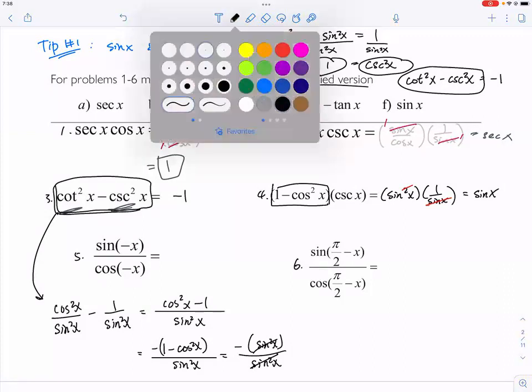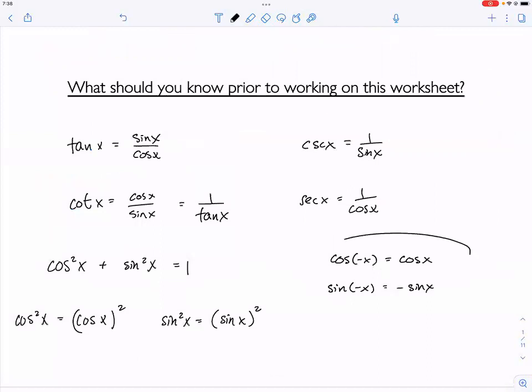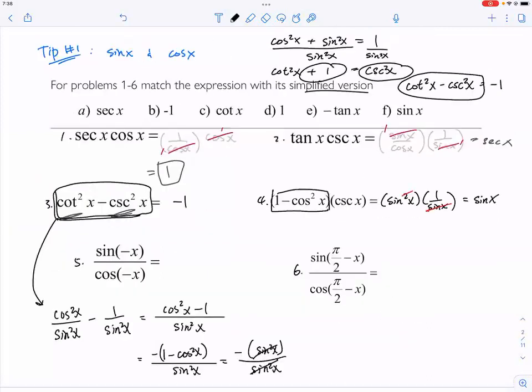Okay. And then for number 5, something that we talked about just right here. We expect you to know that sine of negative x is the same thing as negative sine x because of odd function. And cosine of negative x is the same thing as cosine x. So sine x over cosine x is tangent x. That's the answer.